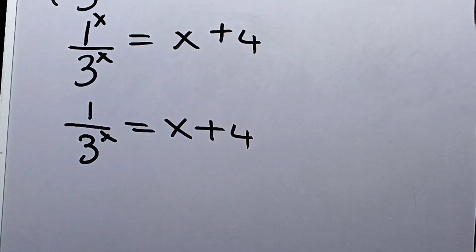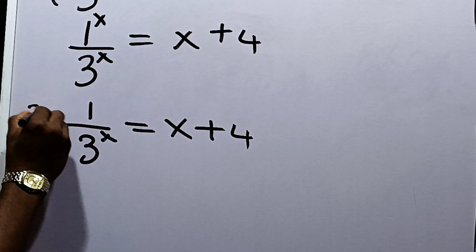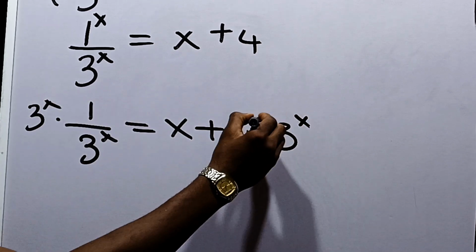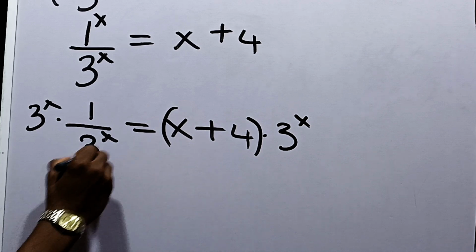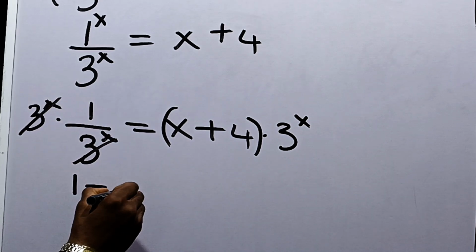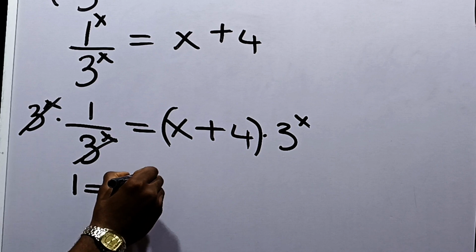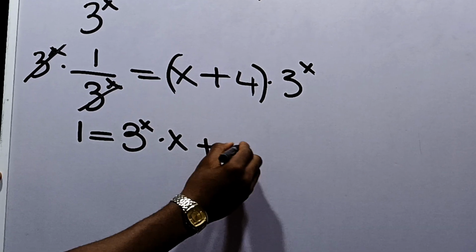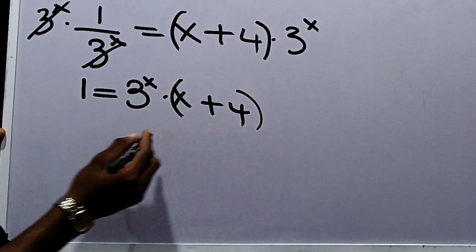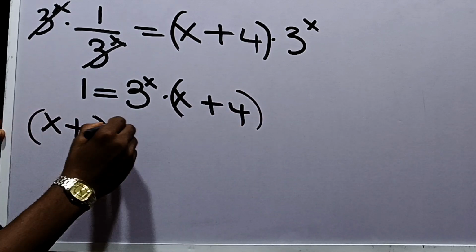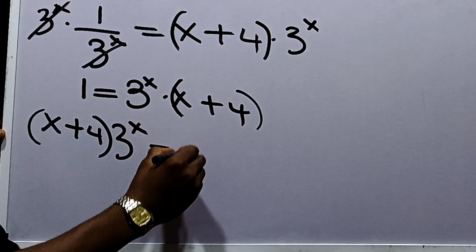Moving on from here, let's multiply both sides by 3^x, okay? So multiply this side by 3^x and multiply this side by 3^x. Remember that this is in brackets, okay? Now 3^x times 1/3^x, so we have 1 here to be equal to 3^x multiplied by what? x + 4, okay? So you can now say that (x + 4) times 3^x is equal to 1.